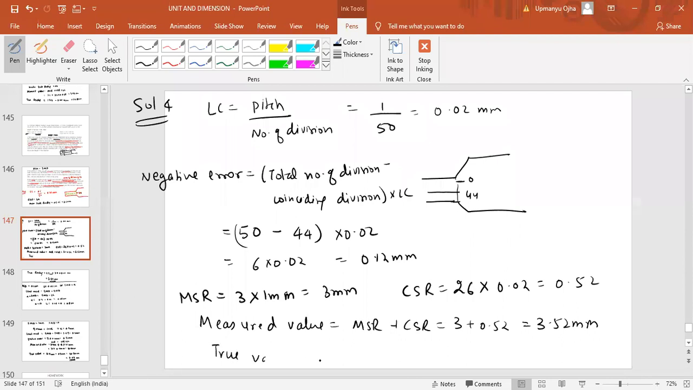The true value will be equal to measured value plus negative error. So negative error is always added, positive error is subtracted. So what we are getting here, measured value is 3.52. 3.52 plus negative error, 0.12 millimeter, which means 3.64 millimeter is the correct answer in this case. Okay, 3.64 millimeter is the correct answer.